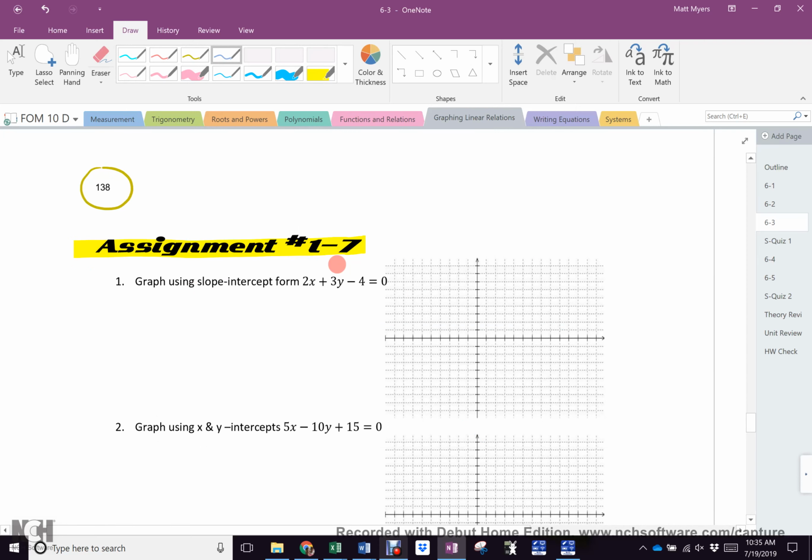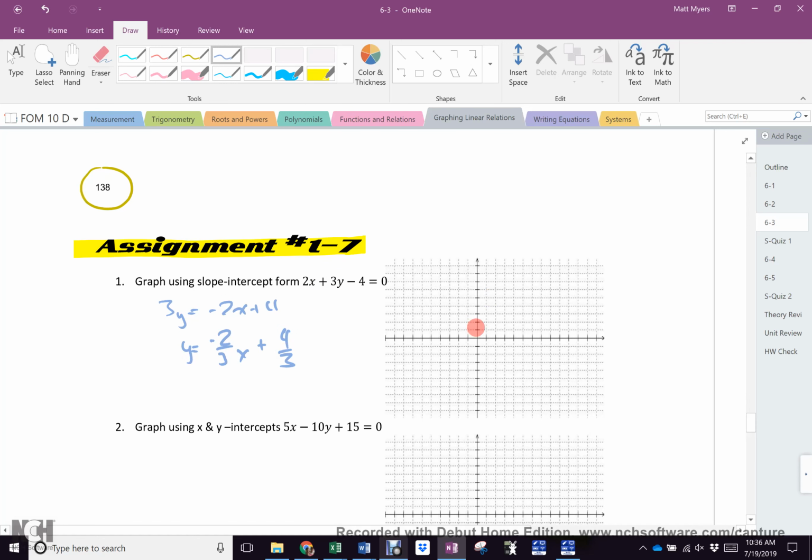What do you have to do with number 1? Isolate y. 3y equals -2x plus 4. y equals -2/3 x plus 4/3. Why is that yucky to graph? Fraction. The y-intercept's a fraction. What did I tell you to do when it's a fraction?